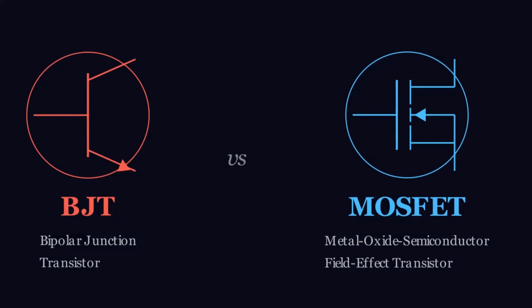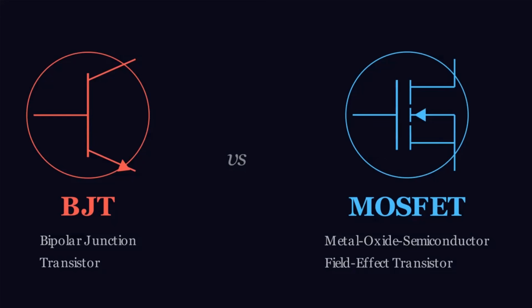This is essentially a hybrid device. It is controlled like a MOSFET with an insulated gate, but conducts current like a power BJT. You will find it in industrial inverters, electric locomotives, and welding equipment, applications where voltages and currents are extremely high.